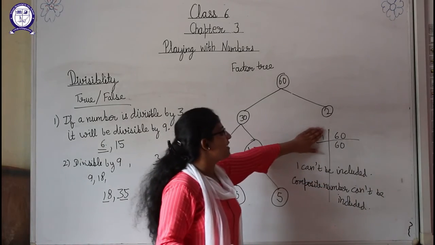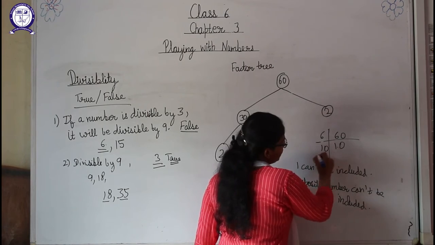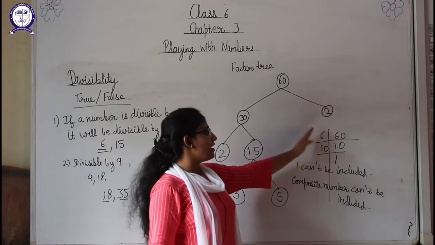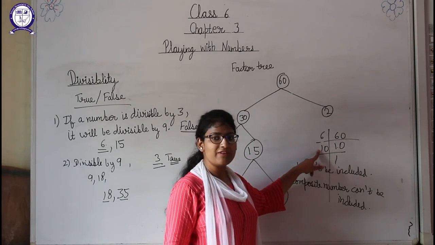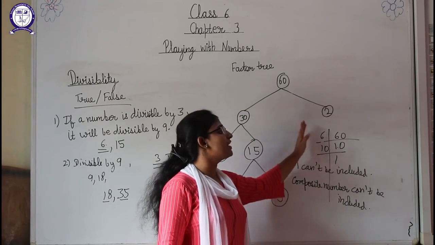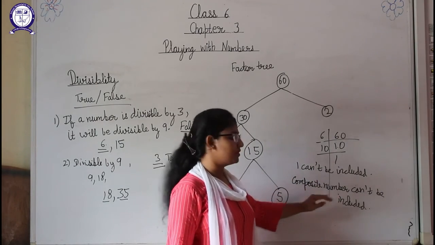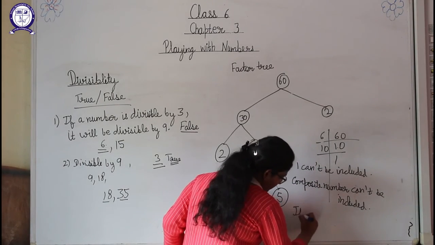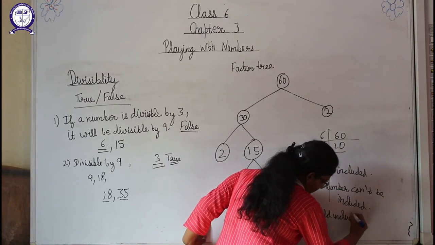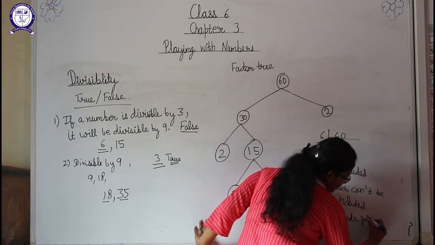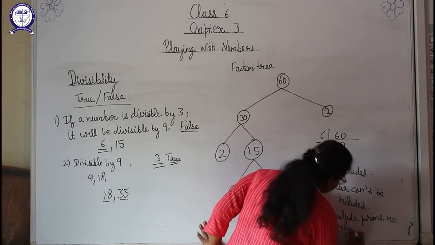Why? Suppose I am taking 6 here, and then I am getting 10. So am I getting the prime factors of 60? No, because 6 and 10 are not the prime factors. So for these, students, we take only the prime factors. We can't include 1 and we can't include the composite numbers. We should include prime numbers only. Okay, so that we can get the prime factorization.